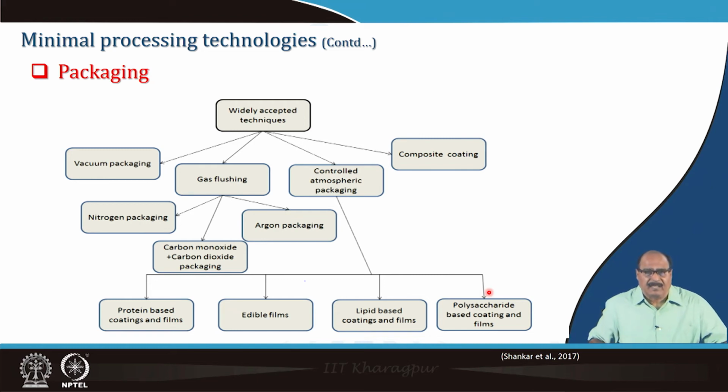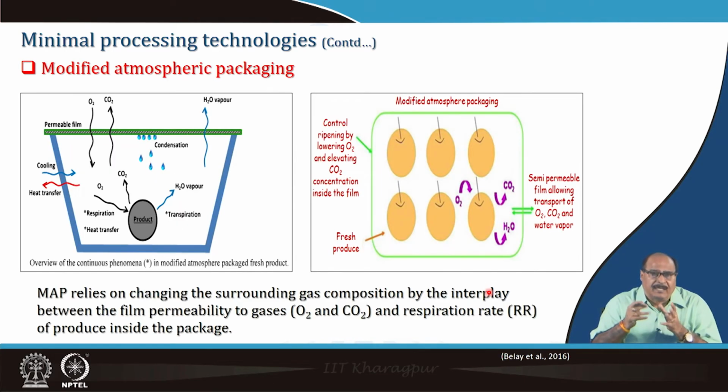In the earlier lectures in the last module, we discussed in detail the various packaging methods and packaging technologies for fresh produce, and these can be used for processed products also. One of them is basically modified atmosphere packaging. We already discussed it earlier, so I will skip it here.